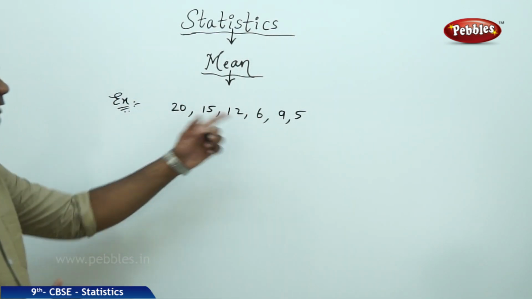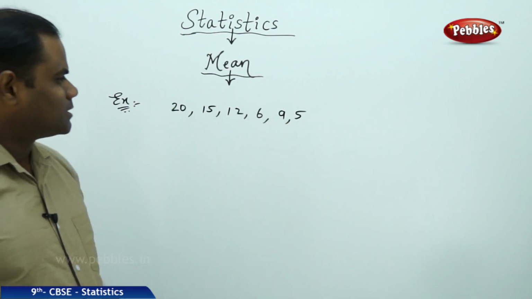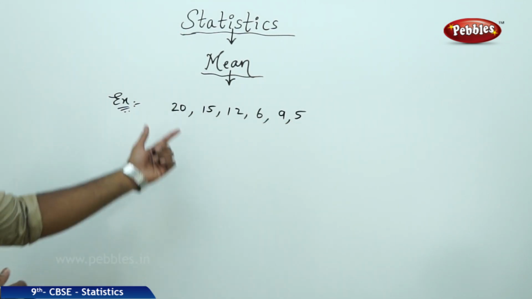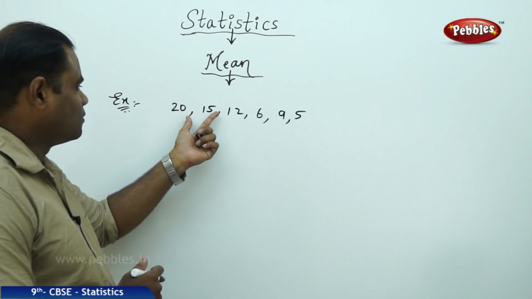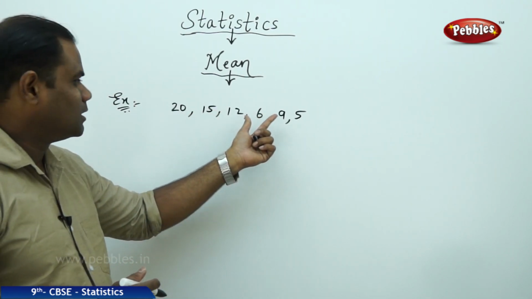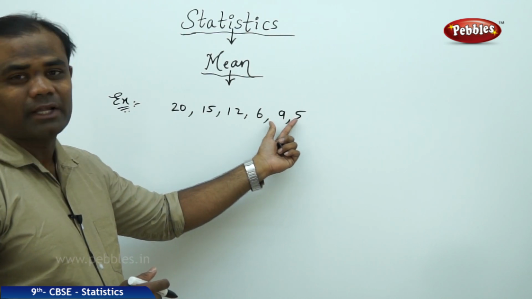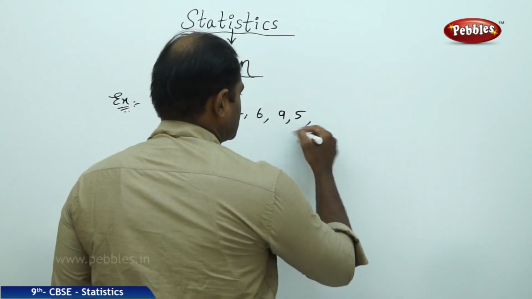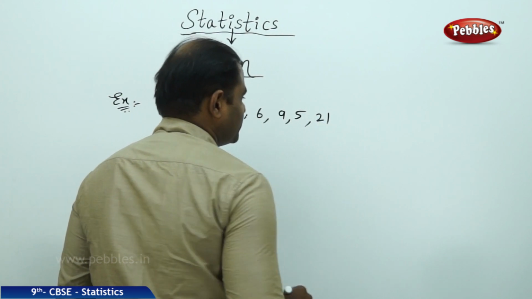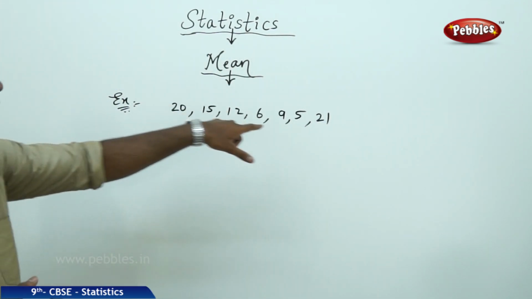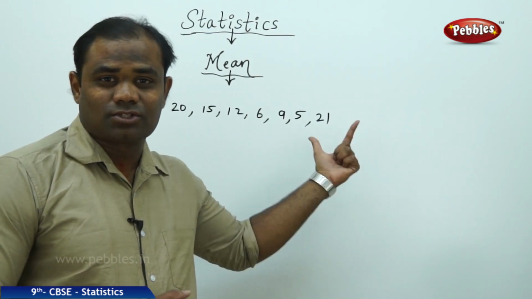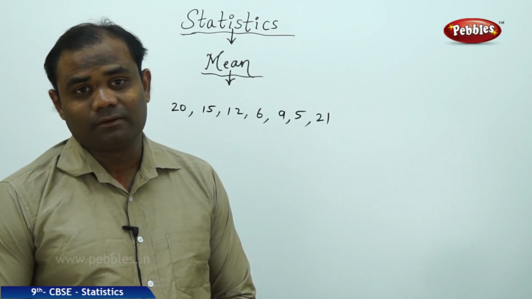So like this, if I have a match in which in the first over I made 20, in the second over 15, in the third over 12, fourth over 6, fifth over 9, and sixth over 5, and say in the last over there were 21 runs made. So in this 7 over match, with the score of each over, this is the data given.